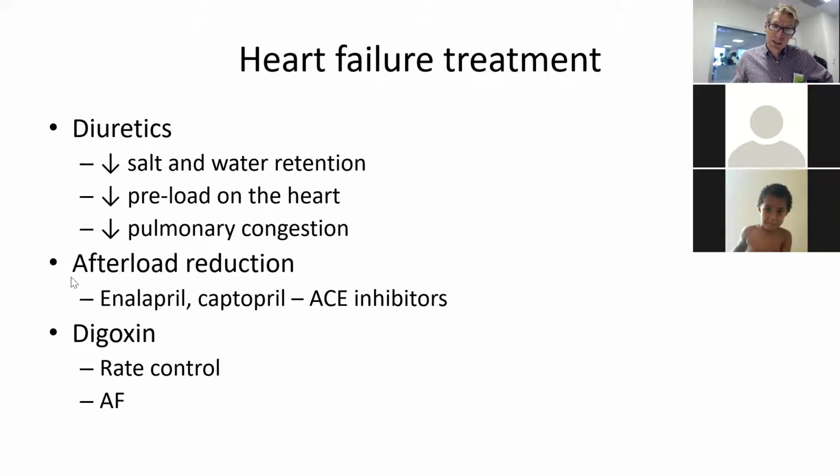The second type is afterload reduction. That means essentially vasodilatation, or reducing the systemic vascular resistance, so that the ventricle doesn't have to do as much work to pump the same amount of blood, because you reduce the resistance under which the ventricle is contracting. Afterload reduction involves using usually an angiotensin converting enzyme inhibitor, an ACE inhibitor, enalapril or captopril.